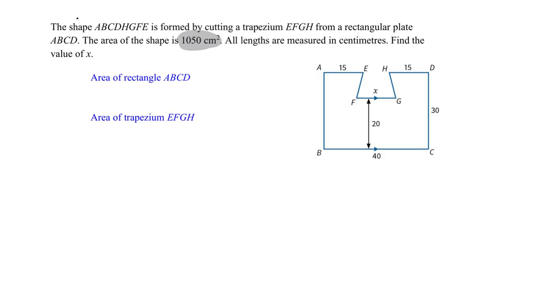So the main idea is to have the rectangle minus the trapezium, and one of the lengths, FG, is given in terms of x. Find this value of x.